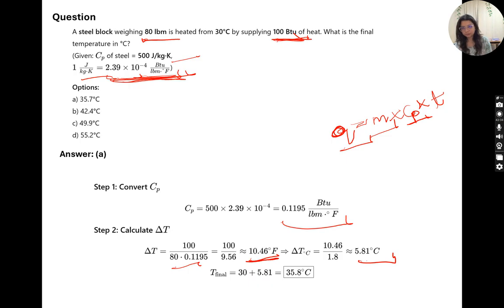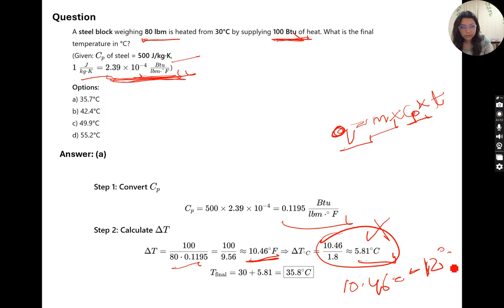Yeah, okay. There is a little bit of change in this factor. The 10.46, if we convert it to degrees Celsius, we will get about 12 degrees Celsius. And on calculating T final, it's the initial 30 plus 12, almost. So the answer will be similar to 42.